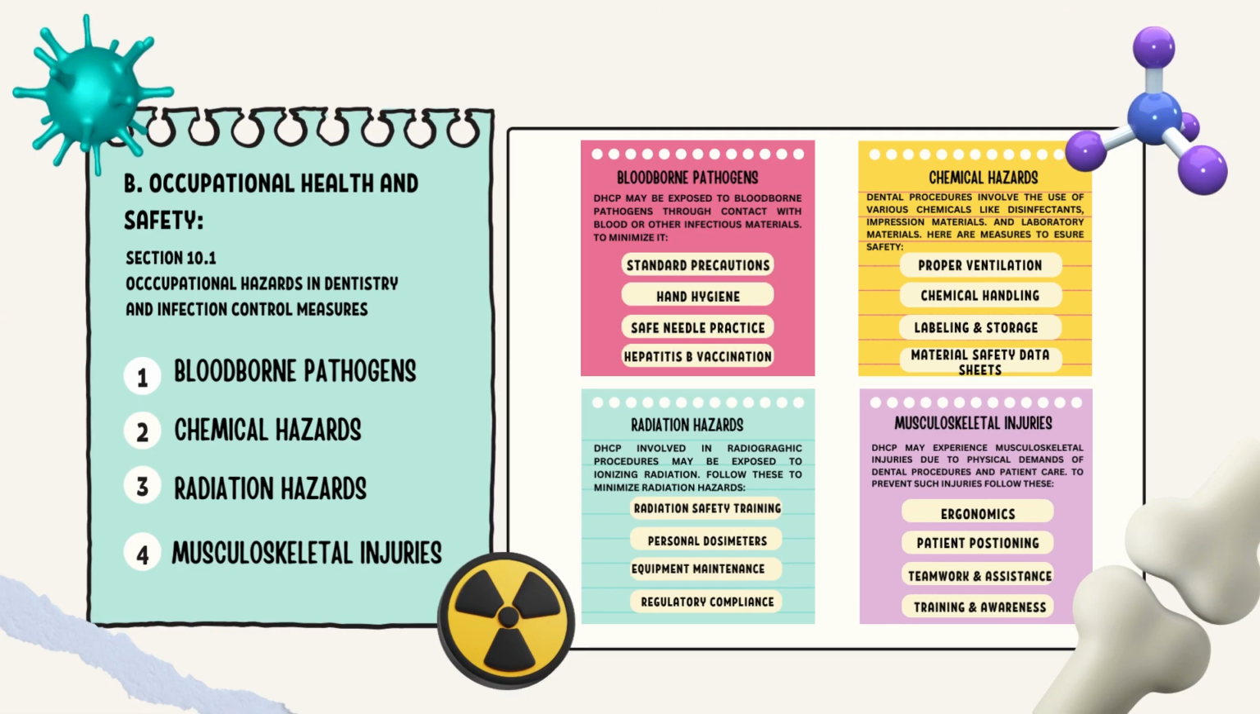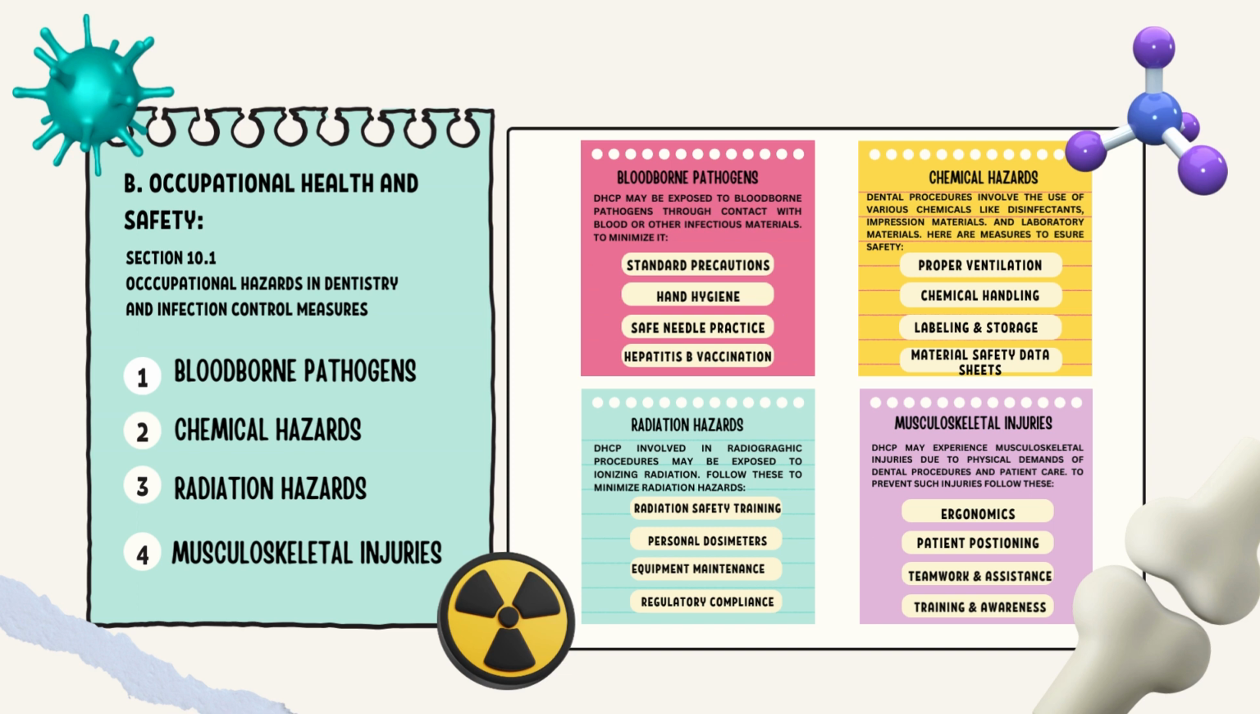Occupational health and safety. This is important as let's talk about the hazards in dentistry and the measures in infection control. We have the 4 classifications, which are bloodborne pathogens, chemical hazards, radiation hazards, and musculoskeletal injuries. In bloodborne, it talks about contact with blood or other infectious materials. And here are ways to minimize this. Firstly, we must have standard precautions. Second, hand hygiene. Third, safe needle practice. And fourth, hepatitis B vaccination.